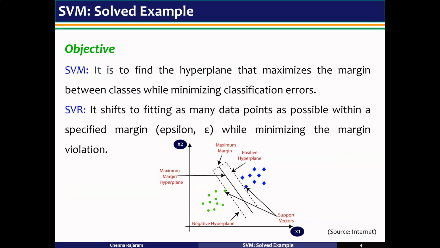The objective is to find the hyperplane that maximizes the margin between classes while minimizing classification errors. SVR. SVR denotes support vector regression. It aims at fitting as many data points as possible within a specified margin while minimizing the margin violation.